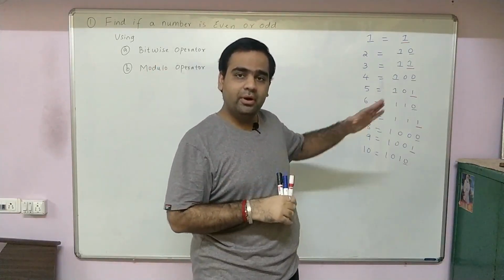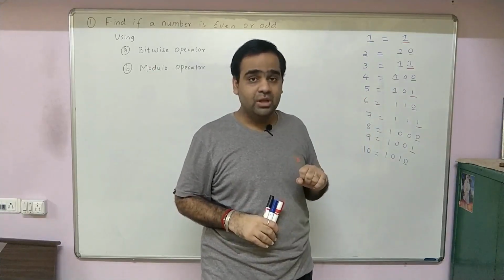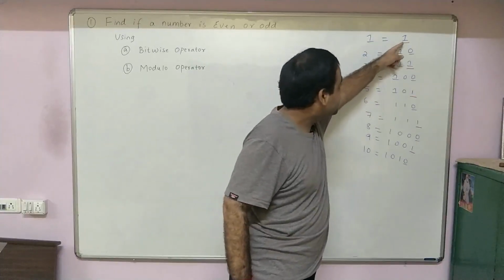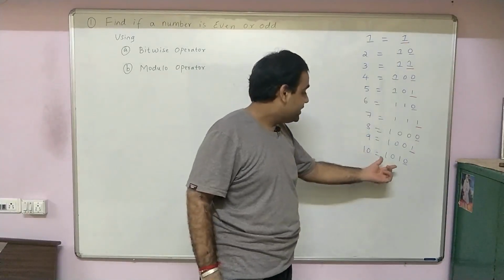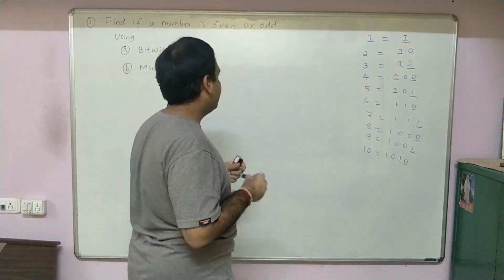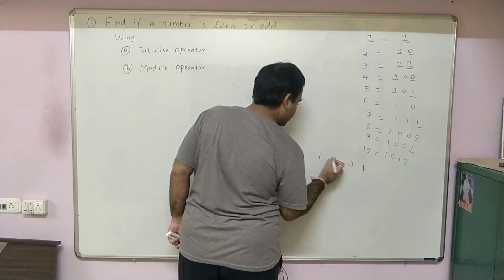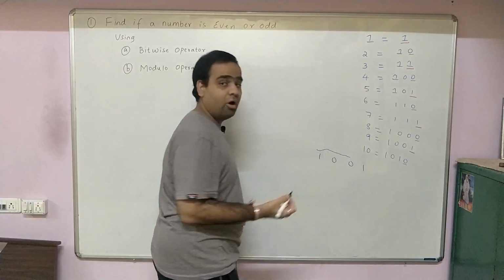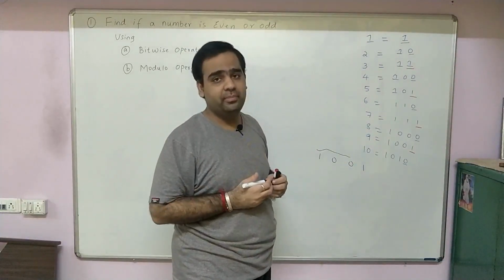Now for the bitwise operator I need to convert it to binary. I have converted it and we have observed the pattern. It means we are interested in the last bit of the number. We are not at all interested in the starting bits of the number. Now if I take the number as 9, which is 1001, these 3 bits I am no longer interested in. That means I need to mask these 3 bits.